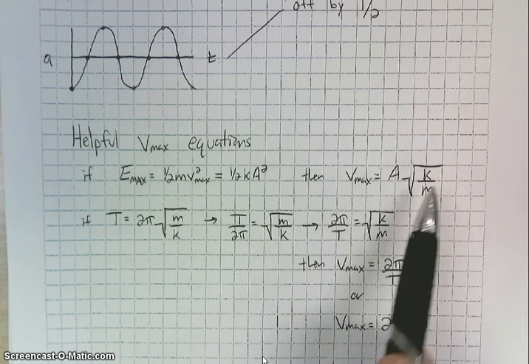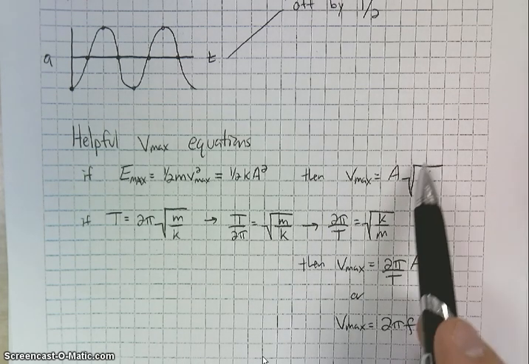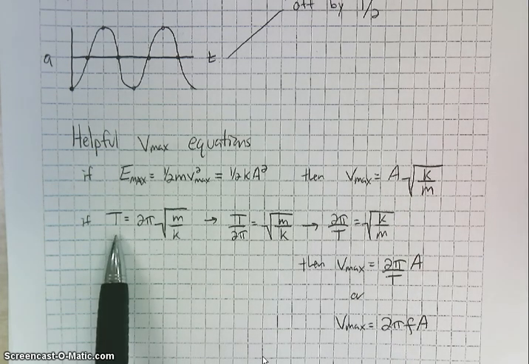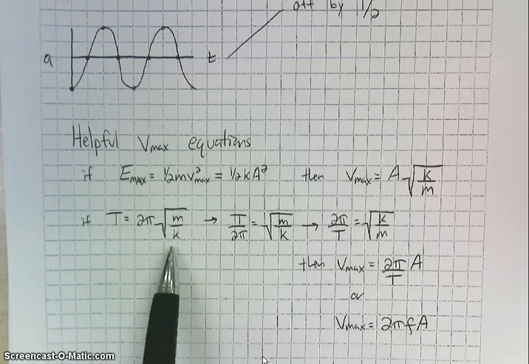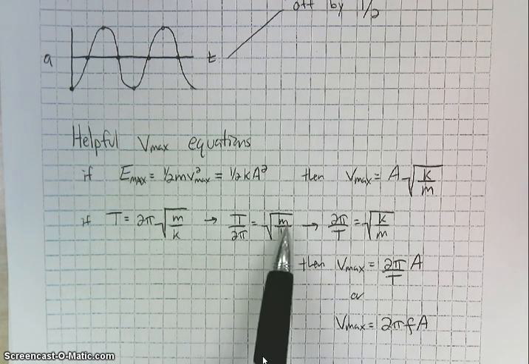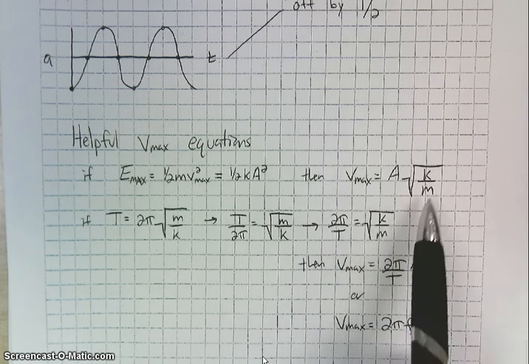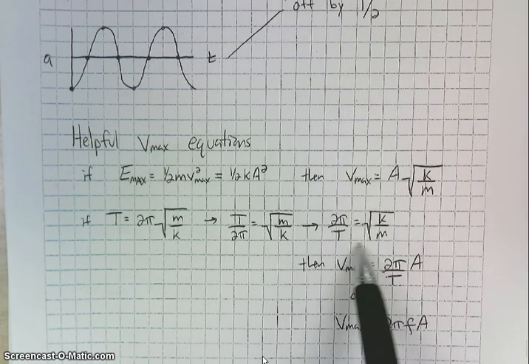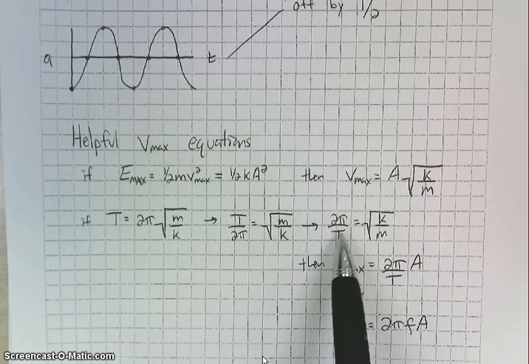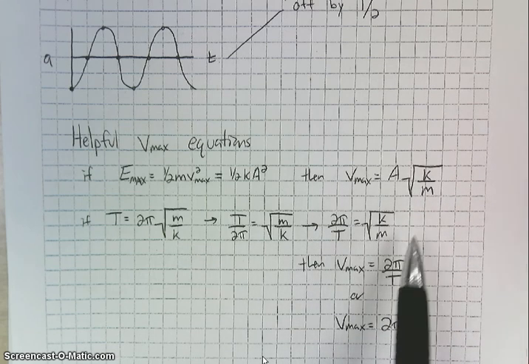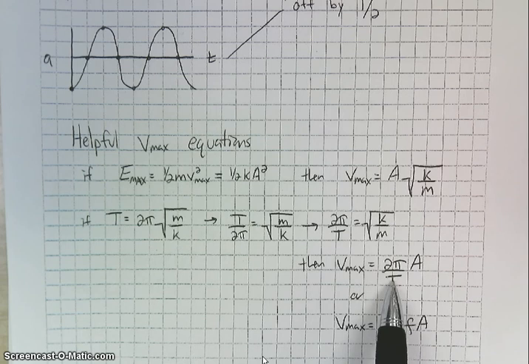Now, I could do another substitution with this to get rid of this k over m, if I think about the equation for the period of a spring oscillator, T equals 2 pi square root of m over k. If I bring the 2 pi down, I get T over 2 pi equals square root of m over k, and then I invert both of them, then I've got square root of k over m, so I know that 2 pi over T is the same thing as the square root of k over m. Therefore, you could write V max as 2 pi over T times A. You could also make the substitution to get rid of T and put in the inverse of T, which is the frequency, and write 2 pi f times A.